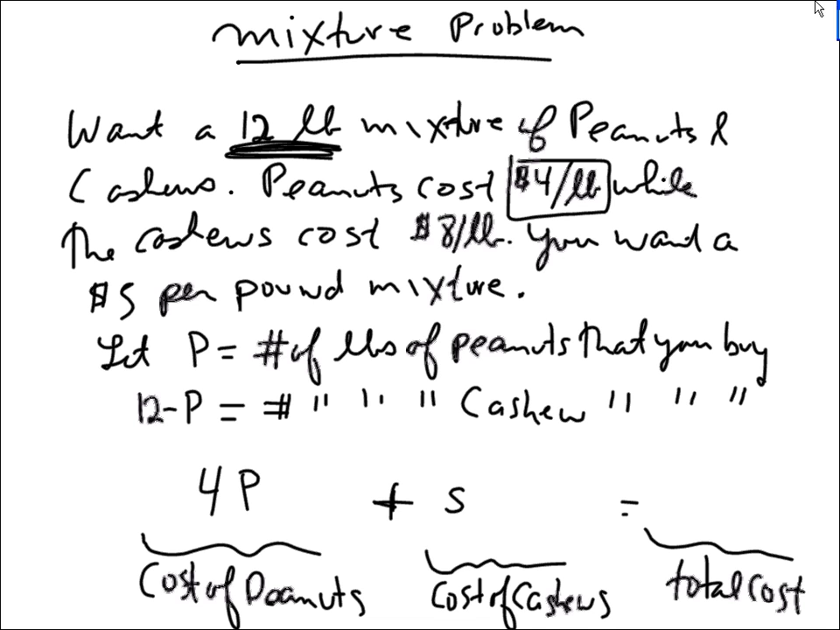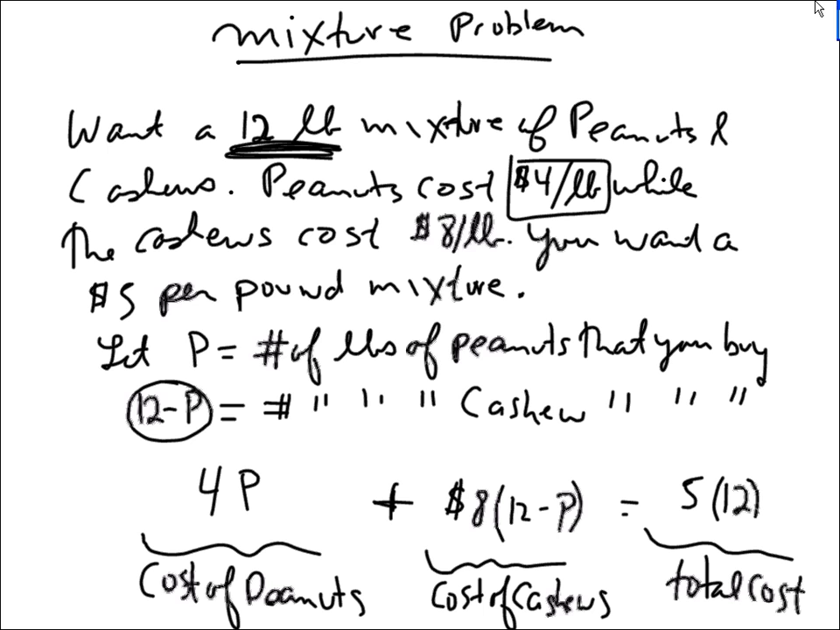The price for the cashews per pound is $8. And how many are you buying? I don't care if it's strange looking. You are buying 12 minus P of them. And in the end, you are buying 12 pounds and they cost $5 each.